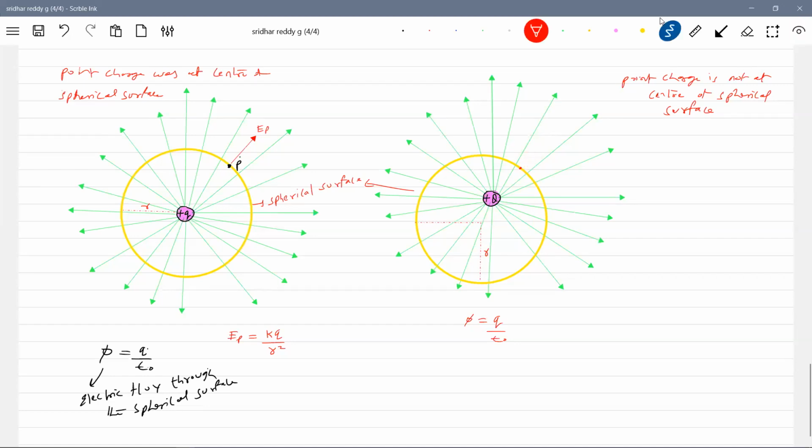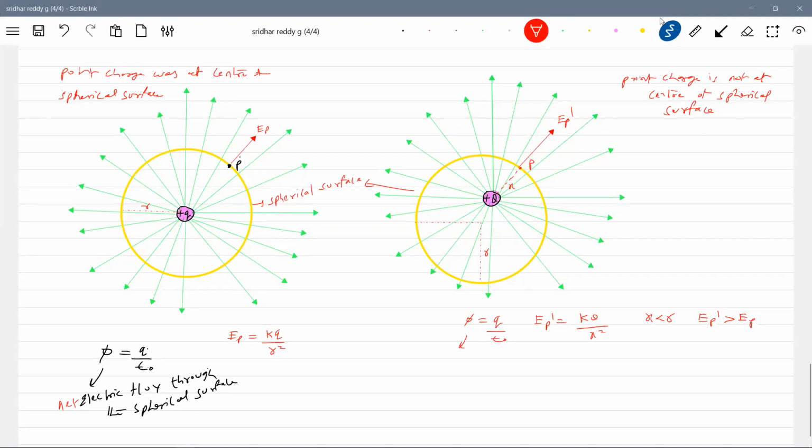Anybody wants to answer? Electric field strength, will it increase or decrease? EP dash should be equal to KQ by X square. X will be less than R. Therefore EP dash will be greater than EP. So the field strength at point P on the surface will increase, but the net flux through the surface will remain the same.